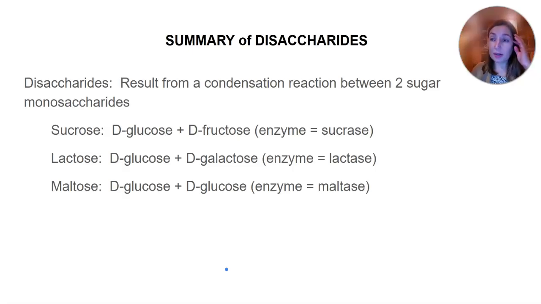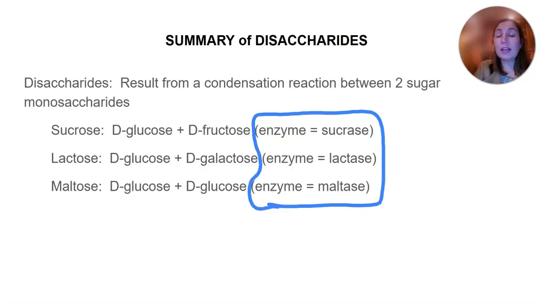A summary of disaccharides is that disaccharides result from the condensation between two sugar monosaccharides. So sucrose is made up of glucose and fructose. Lactose is made up of glucose and galactose. Maltose is made up of glucose and glucose. Then to do the reverse, to do hydrolysis, each one needs an enzyme.